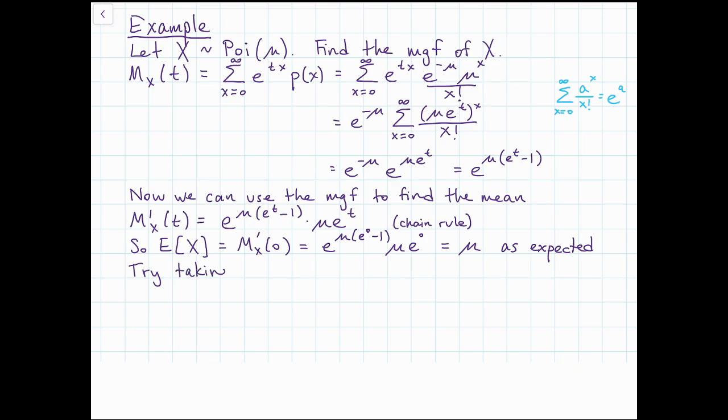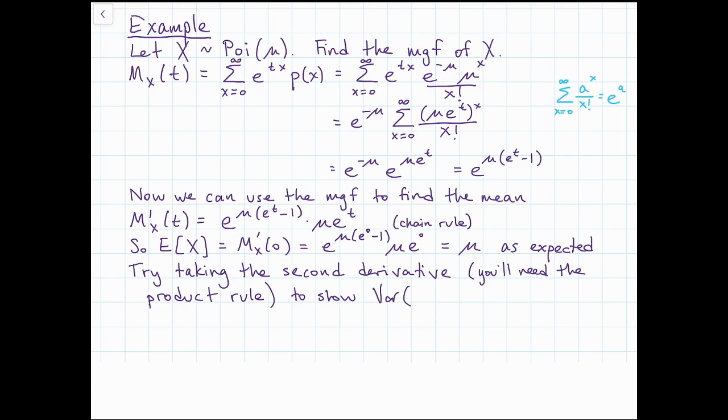We could actually do the same thing for the variance, right? If you take the second derivative, and if you're going to do that, notice that you will need the product rule, because we have a function of t times another function of t, and then you can do that to show that the variance of X is equal to mu. So I would suggest giving that a try, especially if you're a little bit not sure about how moment generating functions work.